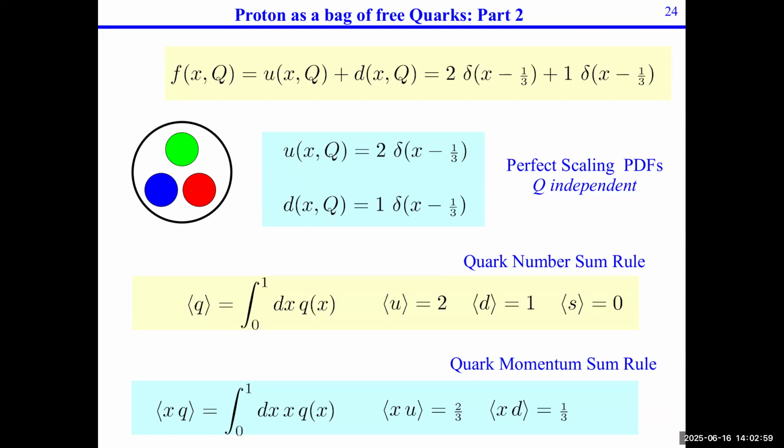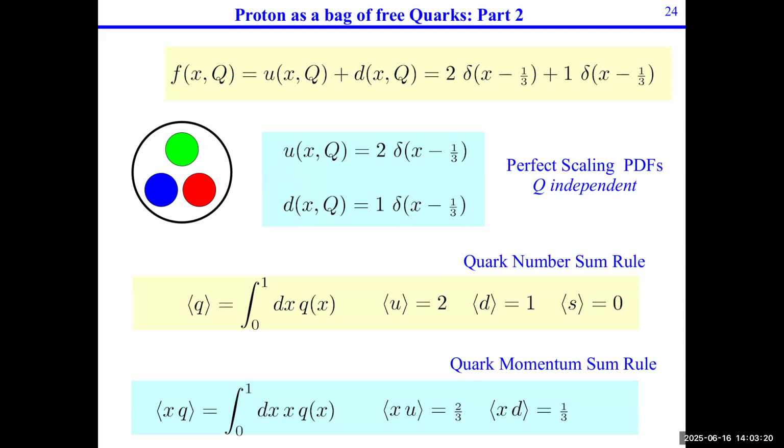Let's check the momentum sum rule. Okay, so I'm going to multiply that probability times the momentum fraction x, and that'll give me the momentum fraction. And let's go, and we find out the up quarks are carrying 2/3 of the proton momentum. The down quarks are carrying 1/3 of the proton momentum, and that's good. We've accounted for all the proton momentum.